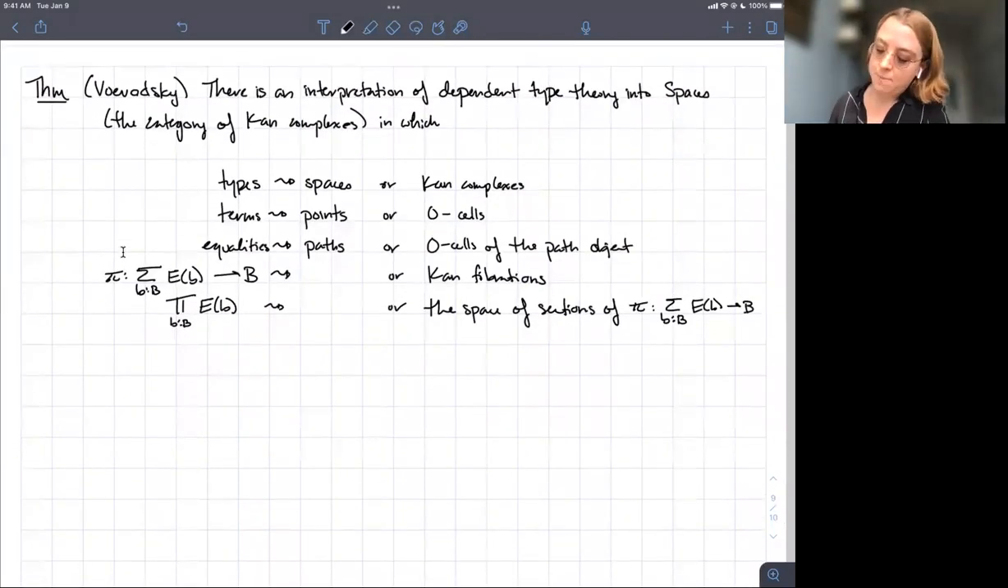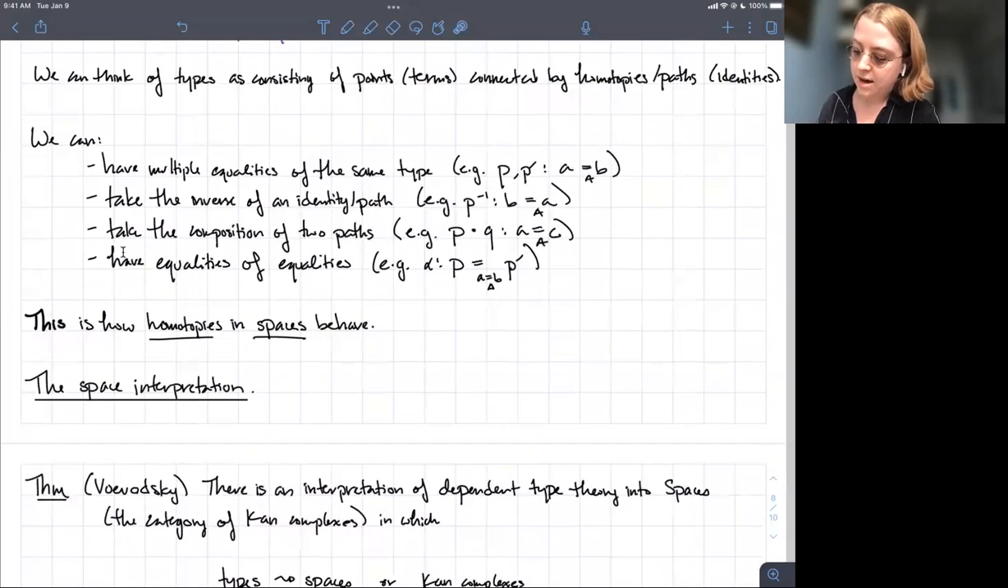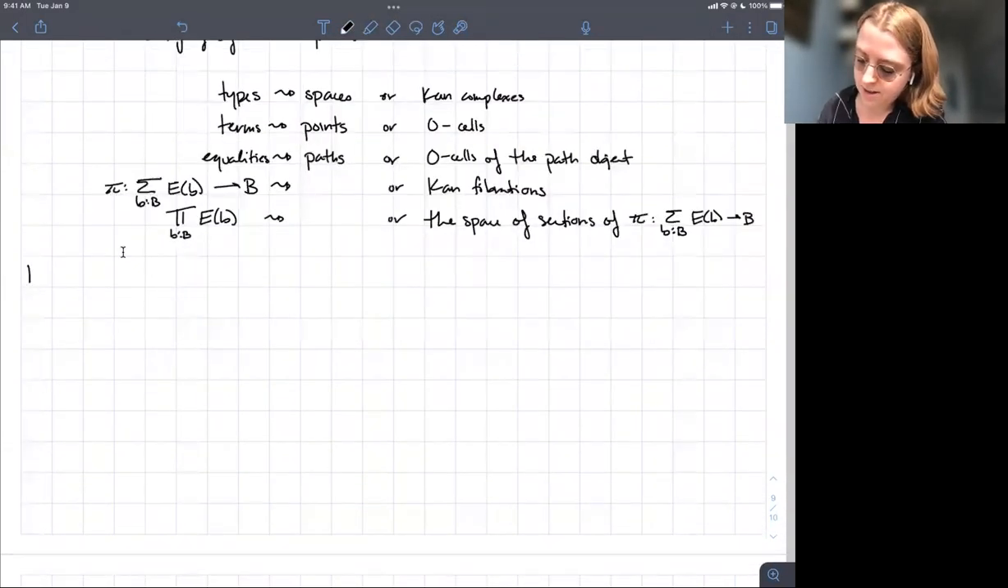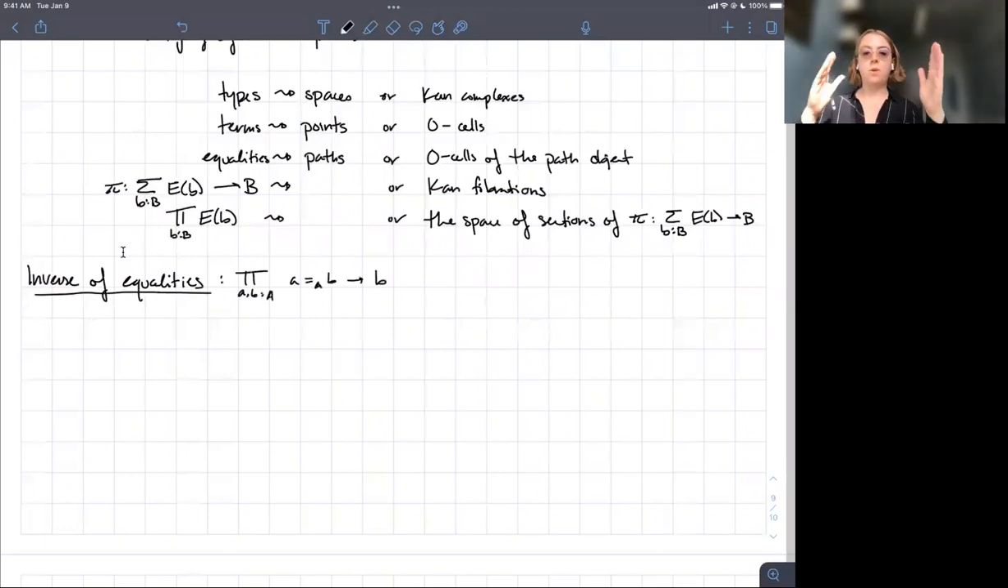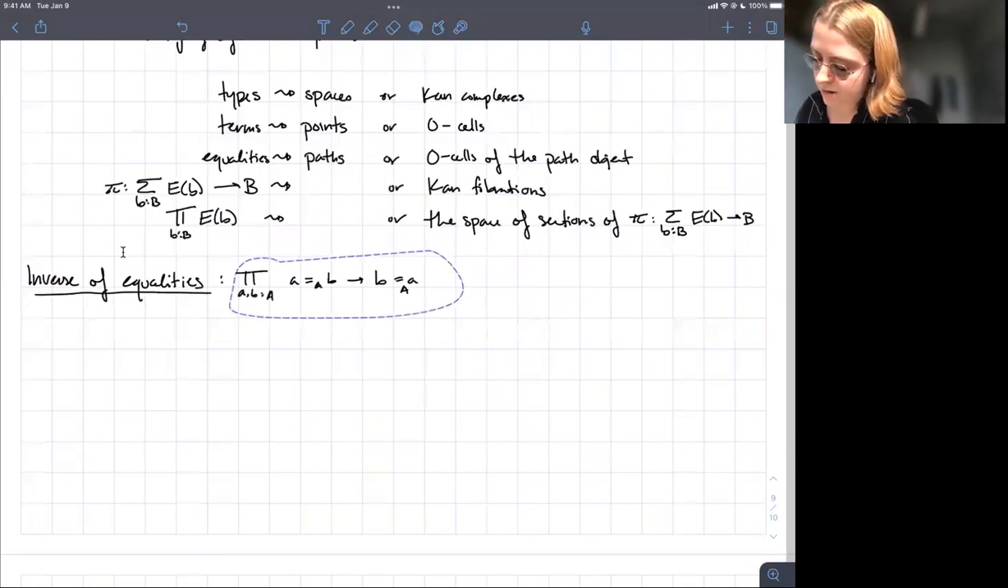So I said up here that we can take inverses and compositions of paths. So we can take, for example, an inverse of an equality. For any A, B in A, we have a function that turns an equality of the type A equals B into an equality of the type B equals A. Okay, so we want to produce a term of this type.